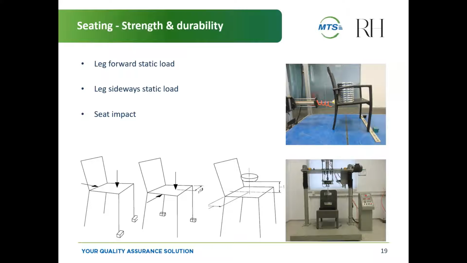Then the seat impact, we are dropping a weight into the center of it to make sure that as people are sitting down, you're not going to see any breakage. And we will cycle this through as well, just to make sure that after repeated use, it's not going to eventually fail.